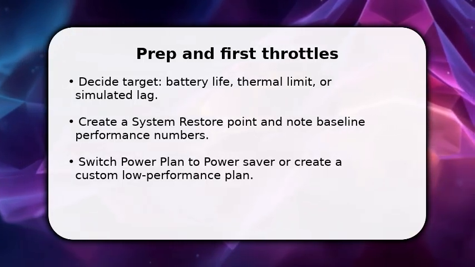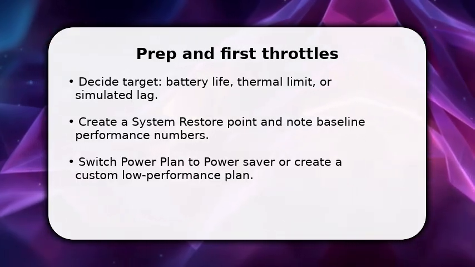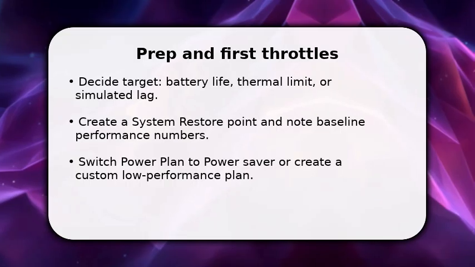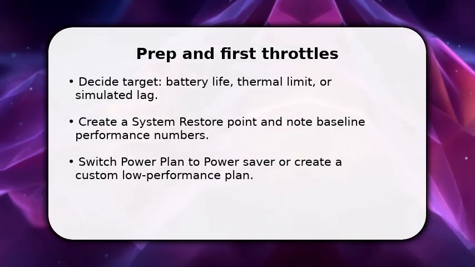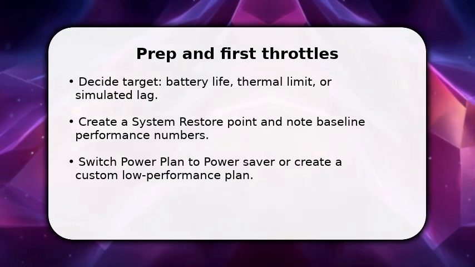Next, switch to the power saver plan or build a custom plan and set maximum processor state to 50%. This immediately reduces CPU turbo. Once done, open Power Options and confirm the limit applied before moving on to deeper throttling.